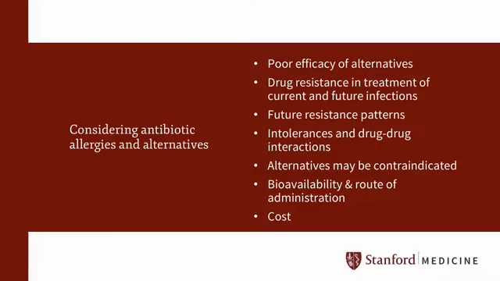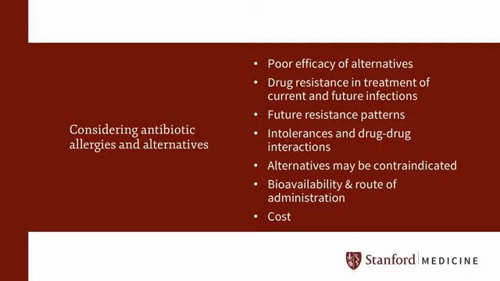So why do we want to revisit histories of antibiotic allergies when there can be alternatives? As I mentioned earlier, one of the most pressing reasons is the poor efficacy of alternatives. For example, use of vancomycin for methicillin-susceptible Staph aureus when cefazolin and nafcillin are known to be more effective. Drug resistance can also limit the use of alternatives, both in treating a current infection and future infections. The exposure to a broader than necessary antibiotic may be reflected in future resistance patterns.